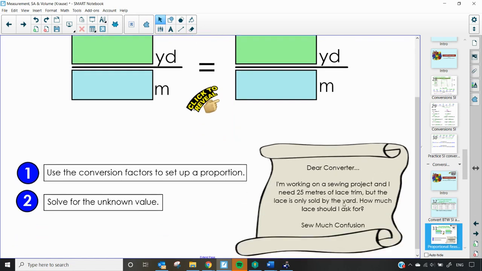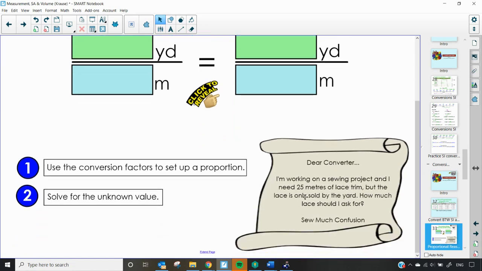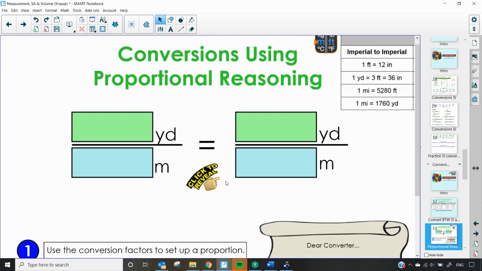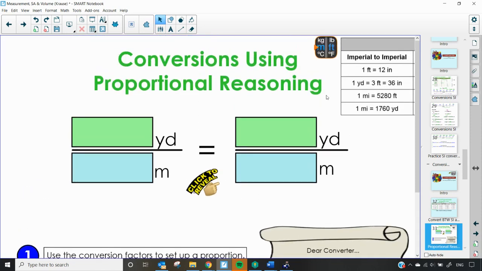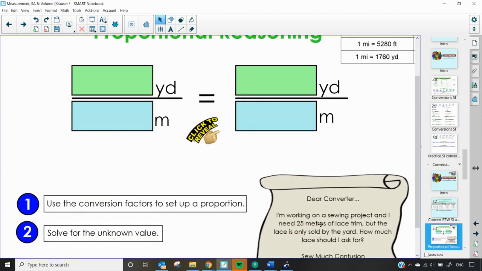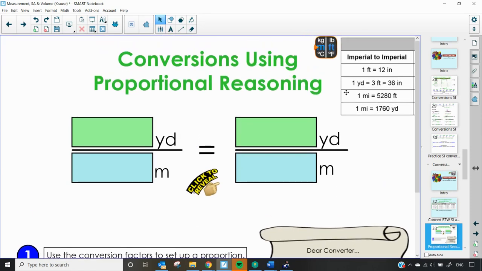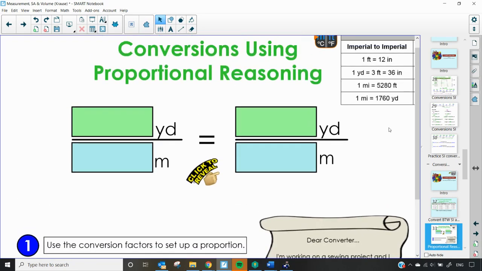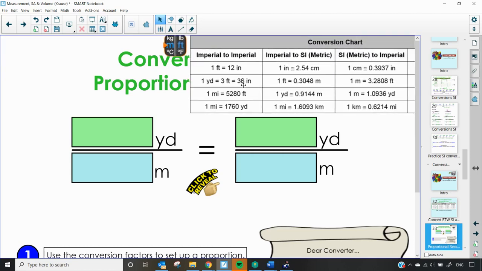So we have a scenario here. It says, "Dear converter, I'm working on a sewing project and I need 25 meters of lace, but the lace is only sold by the yard. How much lace should I ask for? Signed, so much confusion." All right, so when we're doing a conversion, if we want to convert our 25 meters to yards, we start off by referring to our conversion chart. We want to go from meters to yards.